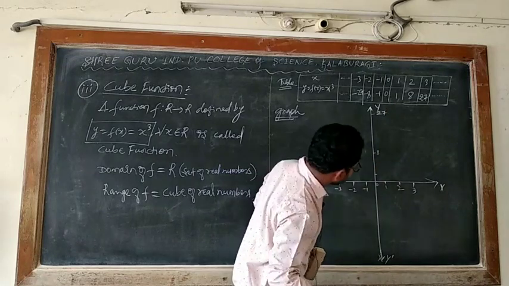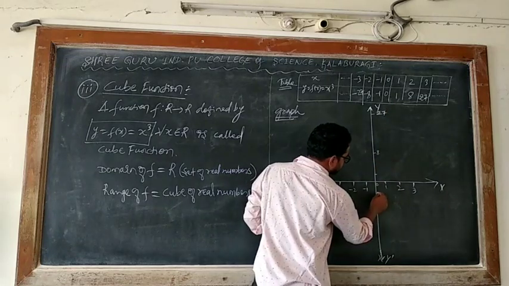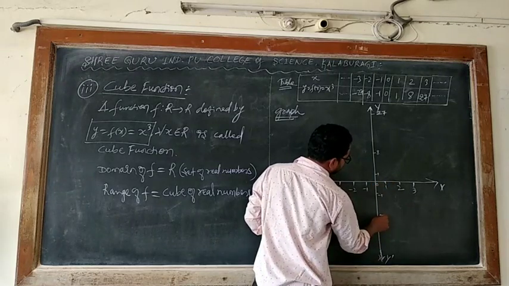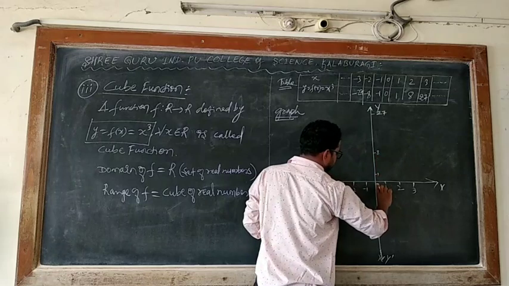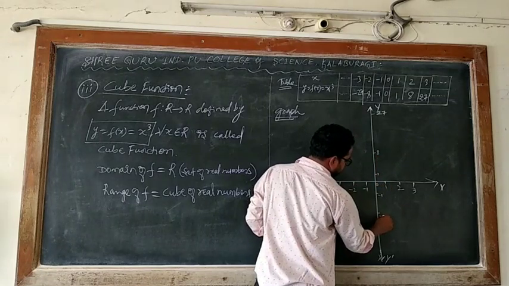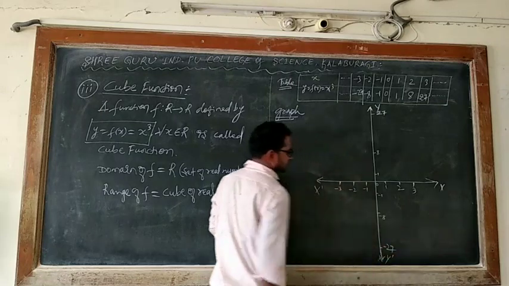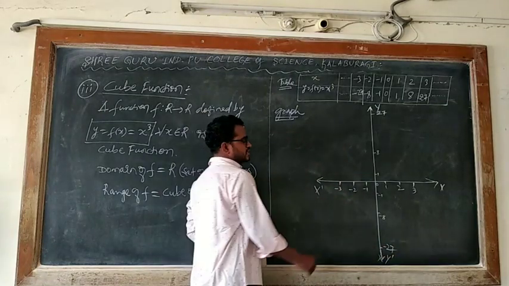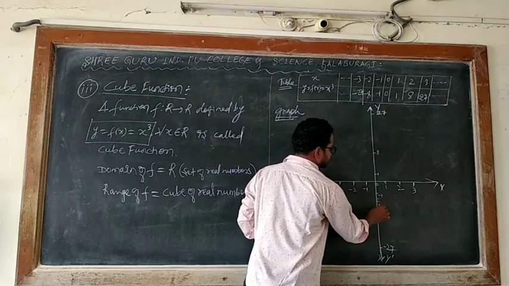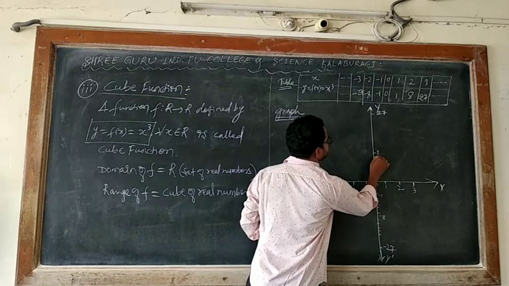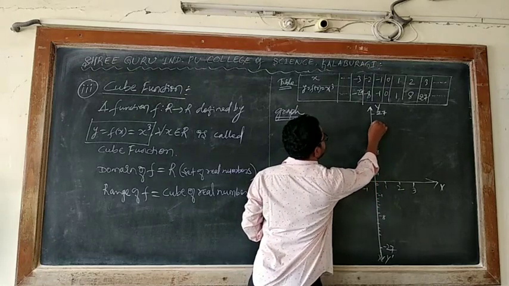Okay, now minus 1, minus 2. Minus 2 gives minus 8. Here also minus 8. Then minus 27, I took. So you will get so many numbers still in each of these regions. Okay.